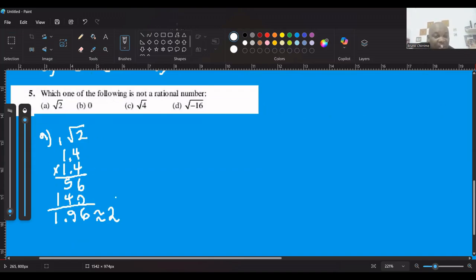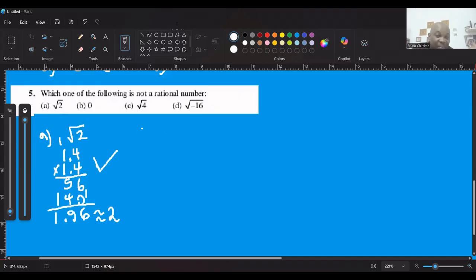Now, looking at this number, the question is which of the following is not a rational number? Well, can you write 1.96 as a fraction? Oh, you cannot. So this is one of the answers. A happens to be one of the answers. Can't write it as a fraction.